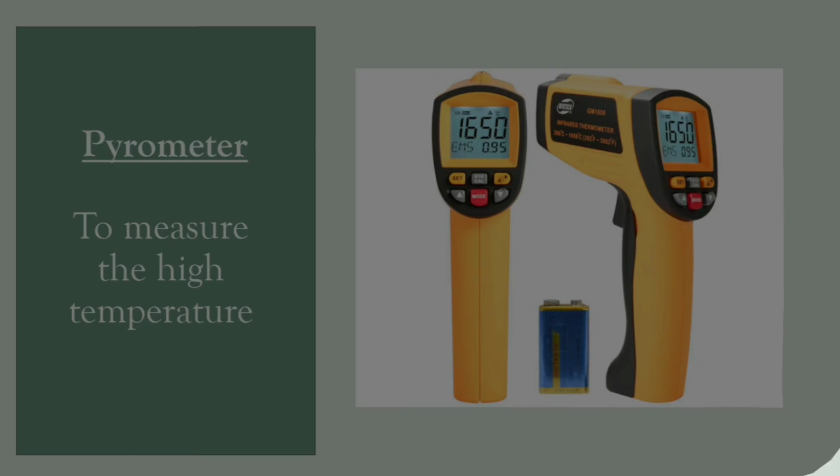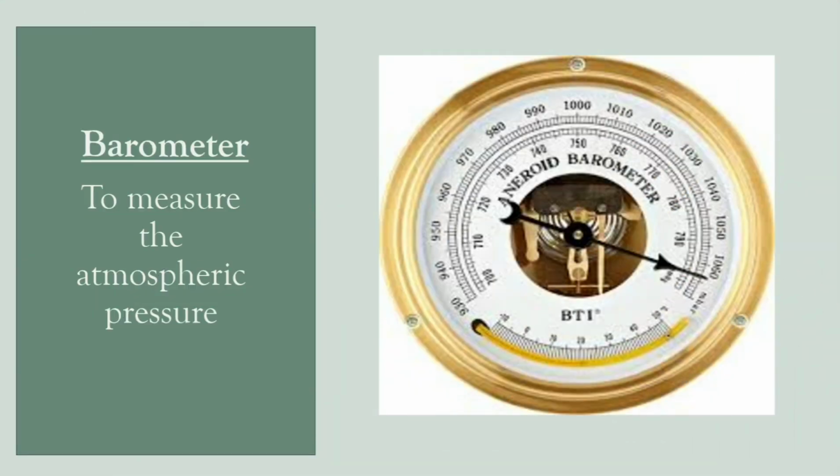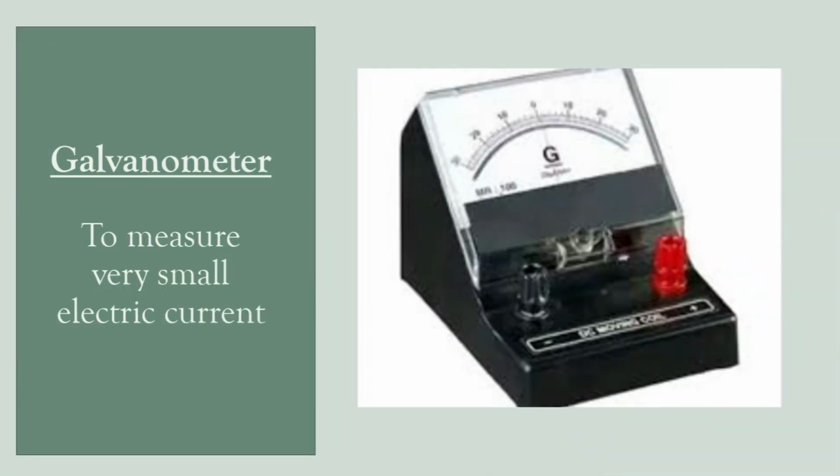Next is barometer. To measure the atmospheric pressure, we use barometer. Next is galvanometer. To measure very small electric current, we use galvanometer.